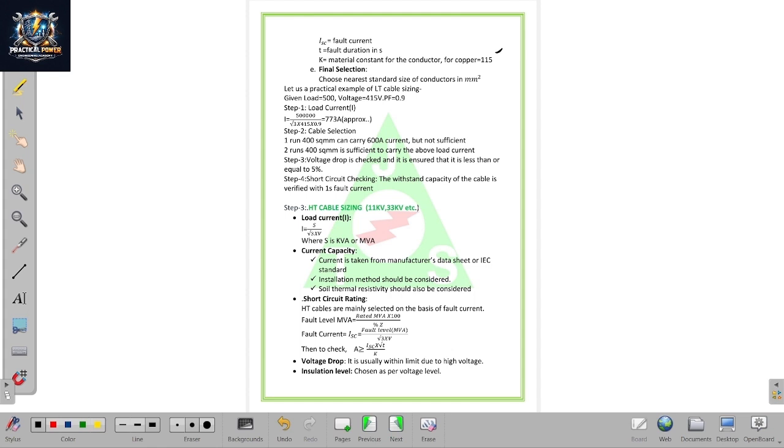Now we'll discuss the cable sizing in case of ST cable. First we check for load current. For load current, we can apply the formula I is equal to S by root 3 into V, where S is in kVA or MVA. Then current is taken from the manufacturer's datasheet or IEC standard.